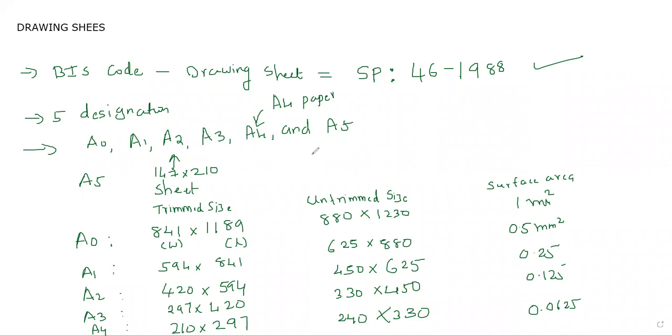Similarly, the untrimmed size is obviously high, 165 by 240, whereas the area is low, only 0.03125. So what is the conclusion you made? As the designation increases from A0 to A5, the area is going down. It is coming down. Also, the dimension also goes down. These are the conclusions which we can make.